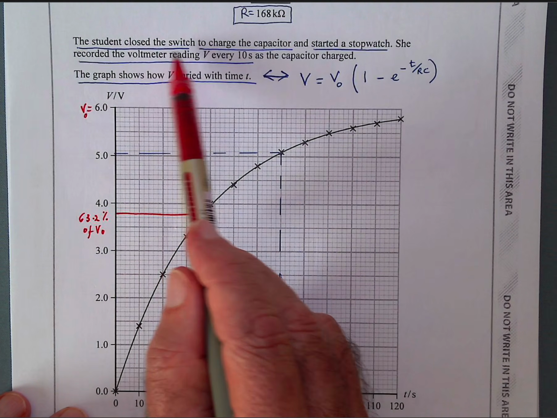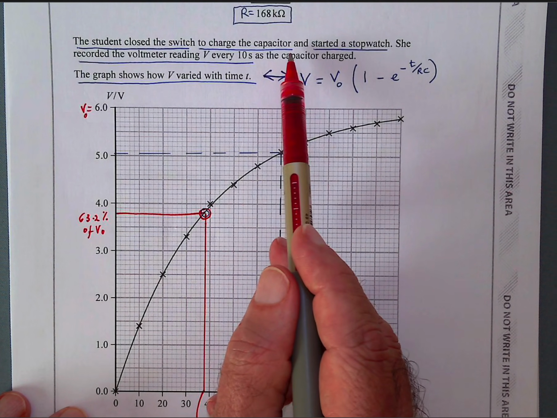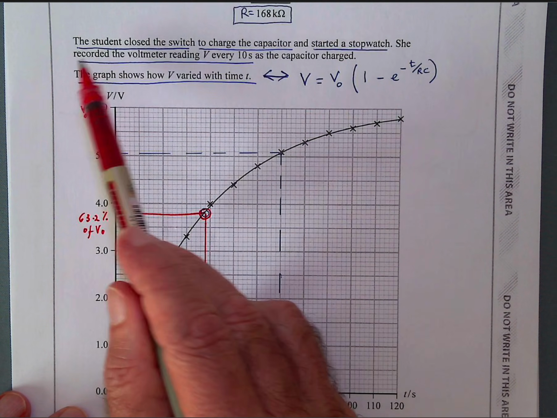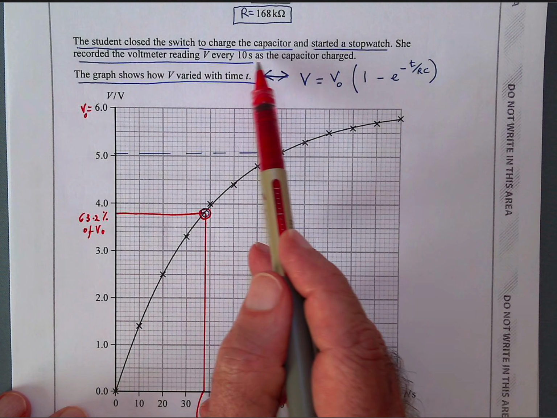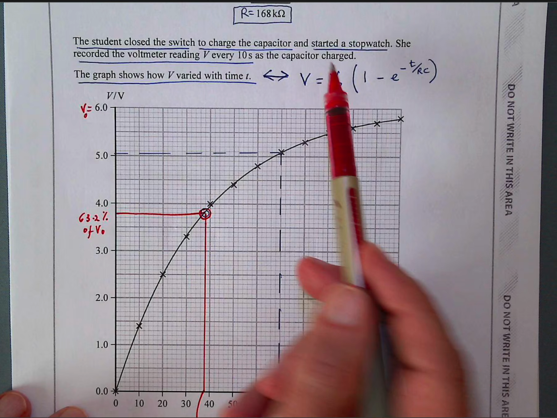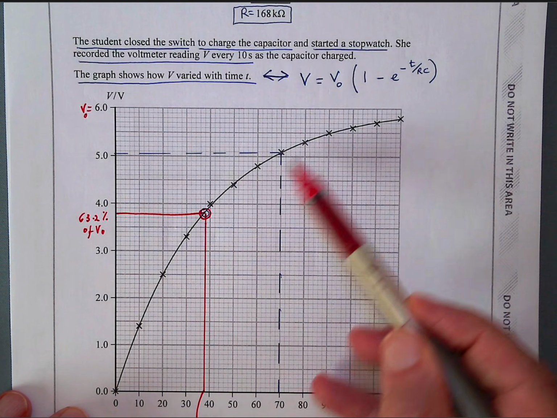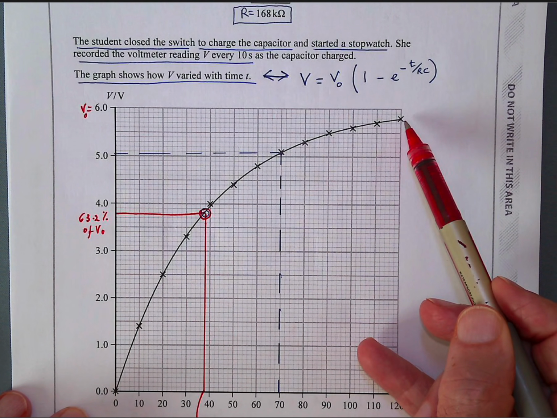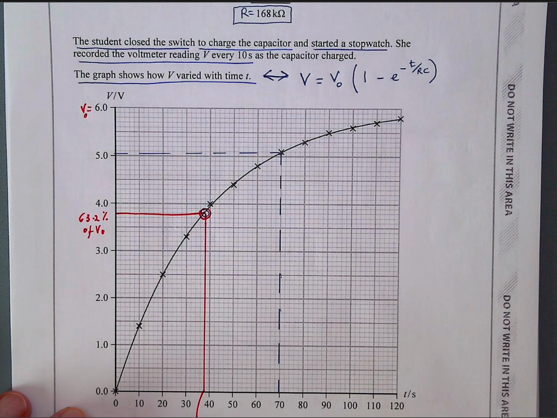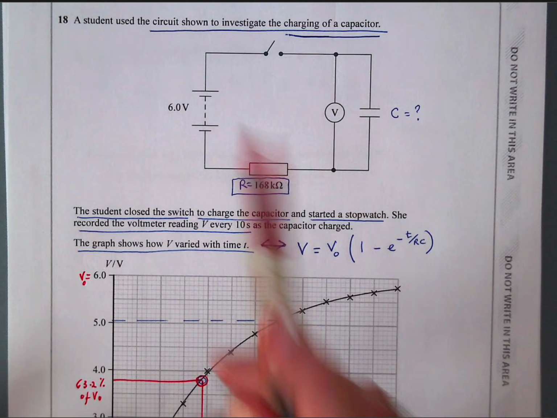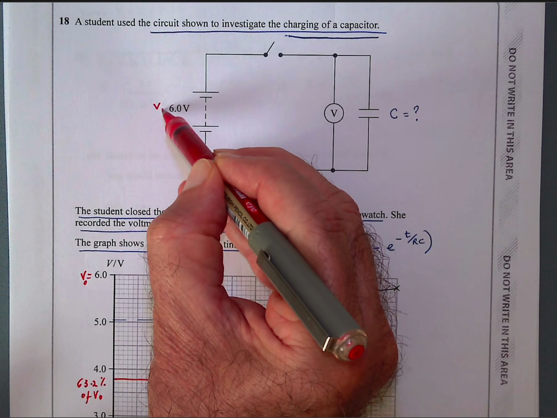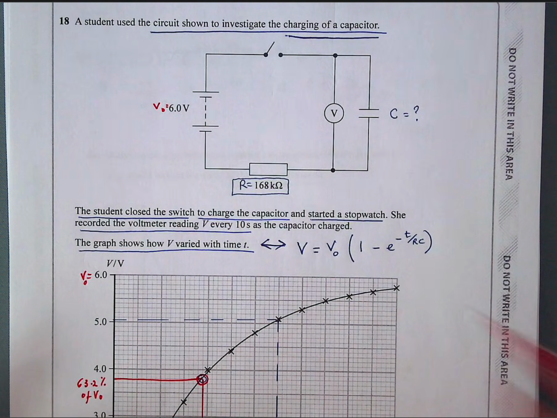The student closed the switch to charge the capacitor and started the stopwatch. She recorded the voltmeter reading V every 10 seconds as the capacitor charged. So it's charging from 0 towards the maximum. It hasn't reached the maximum yet, because normally it takes about 5 time constants to get to over 99% of the voltage you're charging it with, shown here as V0, the maximum voltage, which is the voltage of the battery at 6 volts.